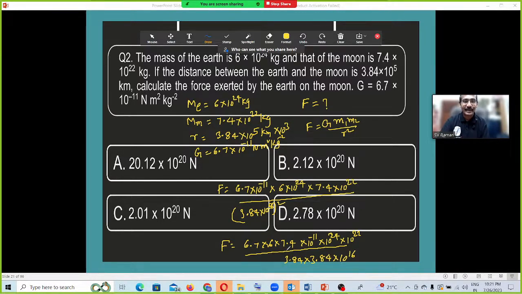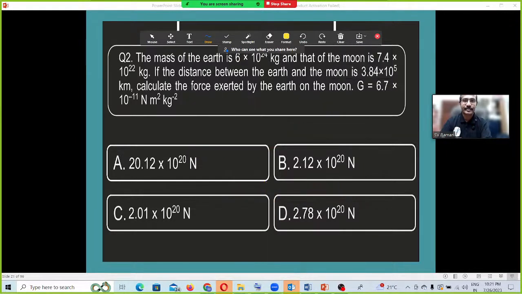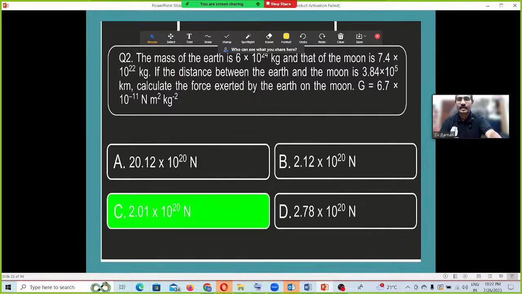Next, multiplication. 6.7 into 6 into 7.4 by 3.84 into 3.84. So this we have to solve. It comes to 2.01 into 10 power 20 newtons. That is the right answer. Yes, this is the right answer. Yes, now it is correct.